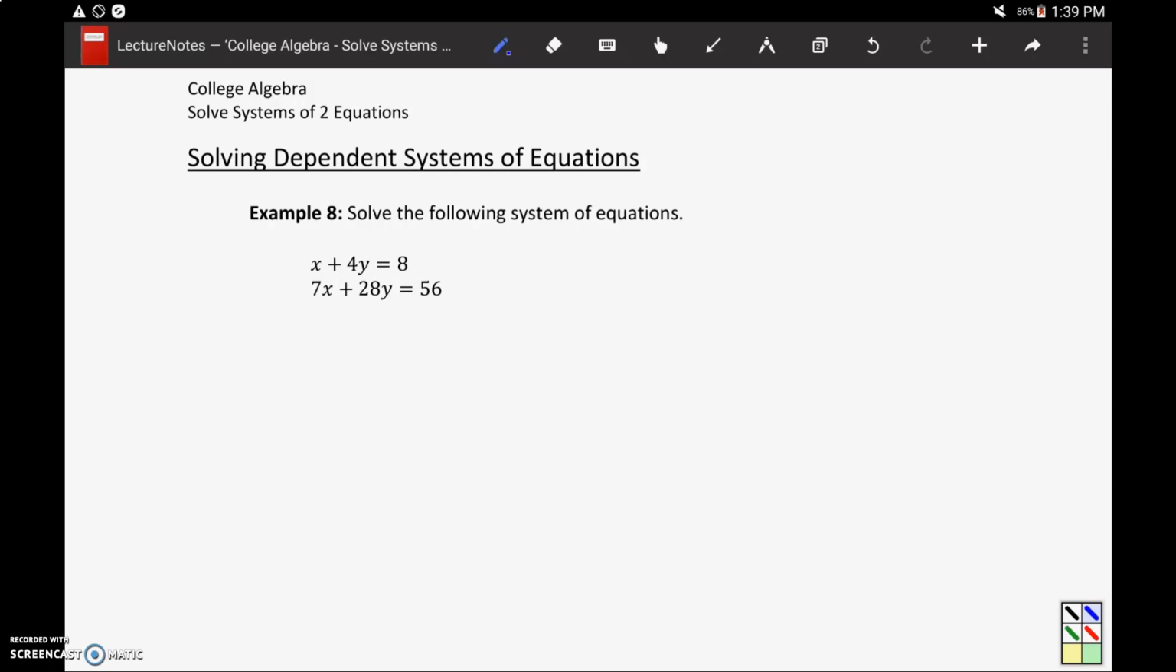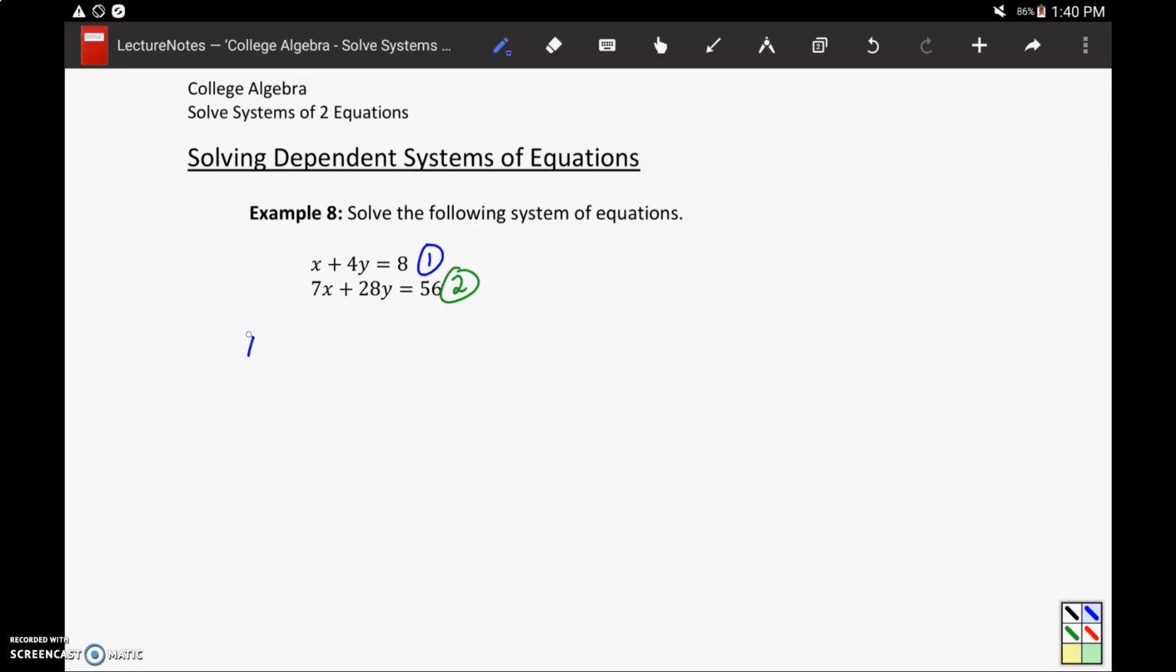In example 7, we looked at a case where we had an inconsistent system, meaning no solution existed. Now we want to consider a case where we have dependent systems and talk about what that idea means. So we can label our two equations as 1 and 2.